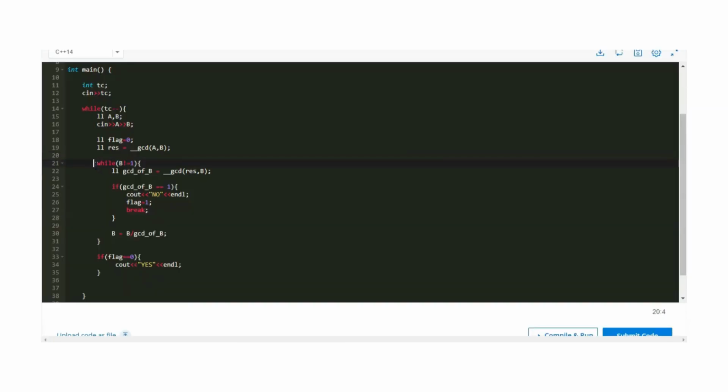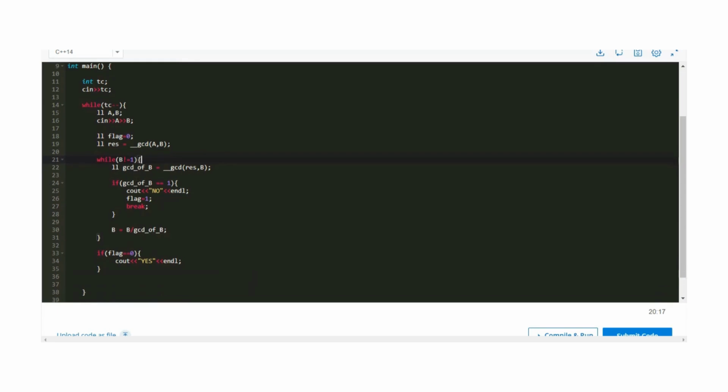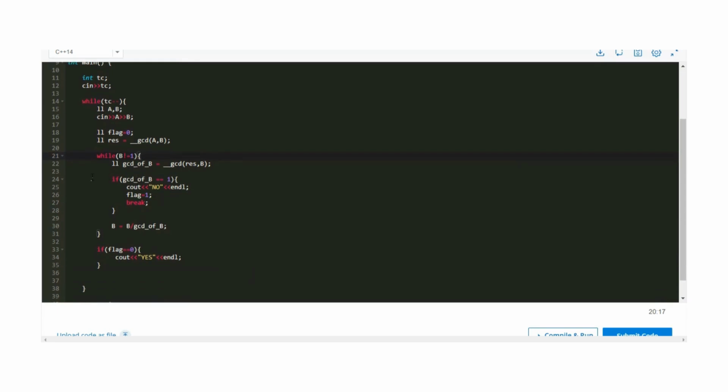So here we run the while loop till b is not equal to 1. And as we have discussed in the example, we need to calculate the GCD of that common part, as we need to remove the common part that is present in both a and b from b, because that common part is already dividing the number a.